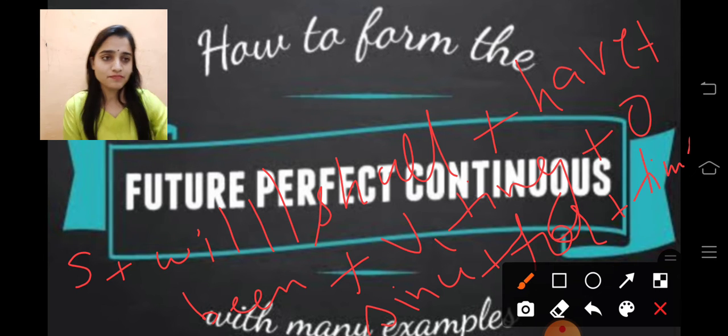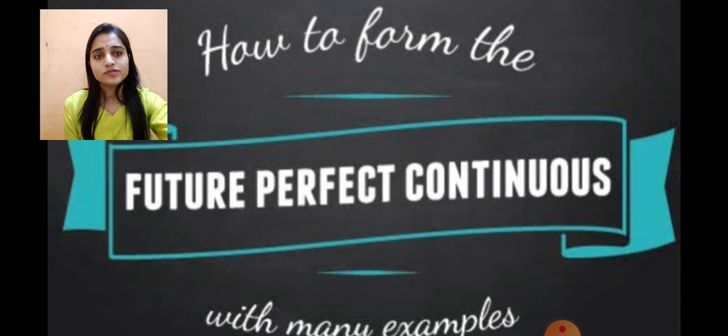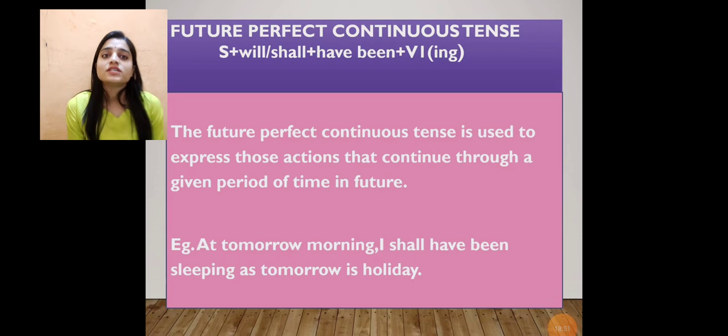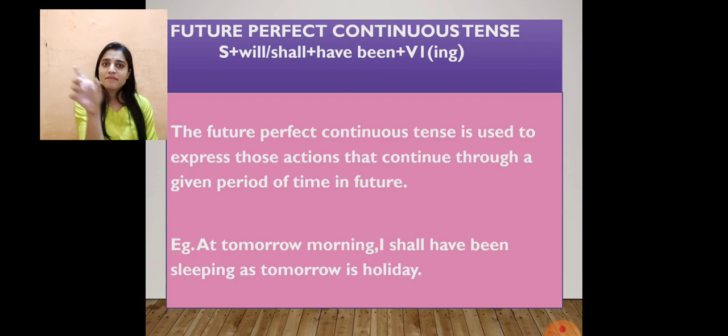Now let us understand it with the help of some examples, plus study their usage, where to use the future perfect continuous. Okay, future perfect continuous tense. The future perfect continuous tense is used to express those actions that continue through a given period of time in future. Now, where do we use the future perfect continuous tense? Here I want to make a comparative study between the future, present, and past perfect continuous tense.